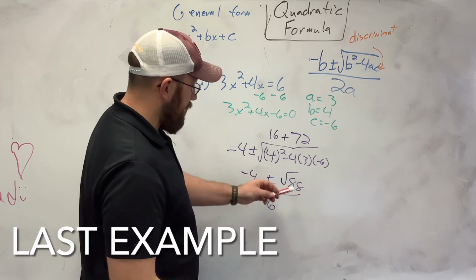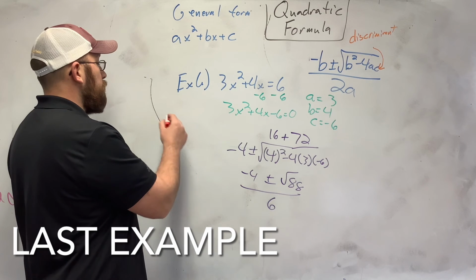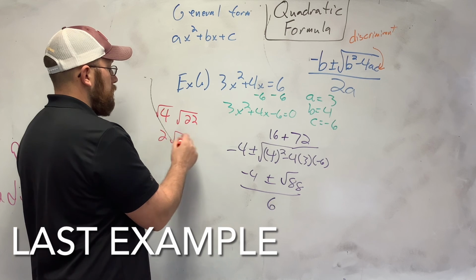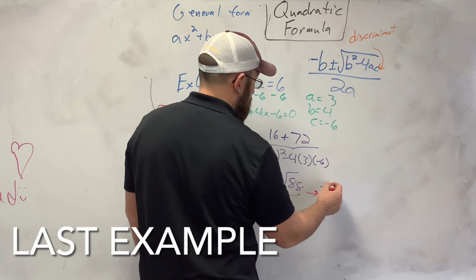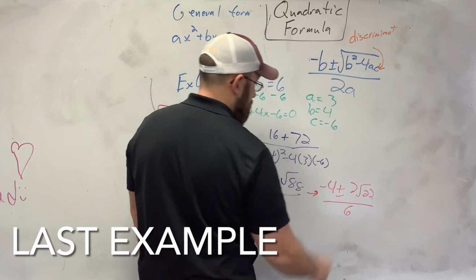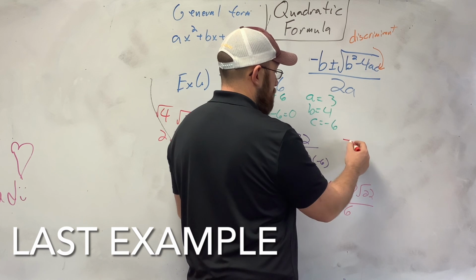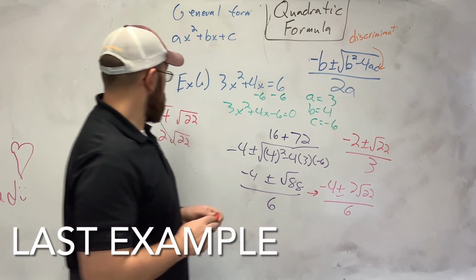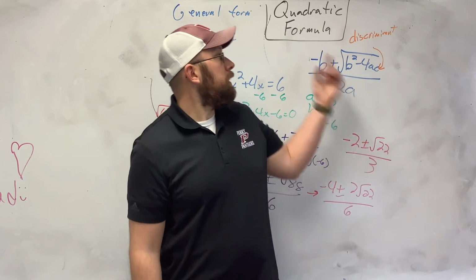So now that 88 can be simplified. I can take a 4 out of it. It's 2 square root of 22, and that's just 2 and 11, so there we go. So we rewrite this as negative 4 plus and minus 2 square root of 22 over 6. And simplify those all down, and I get negative 2 plus and minus square root of 22 over 3. And there you go. All right, this has been the quadratic formula. I hope it helped.